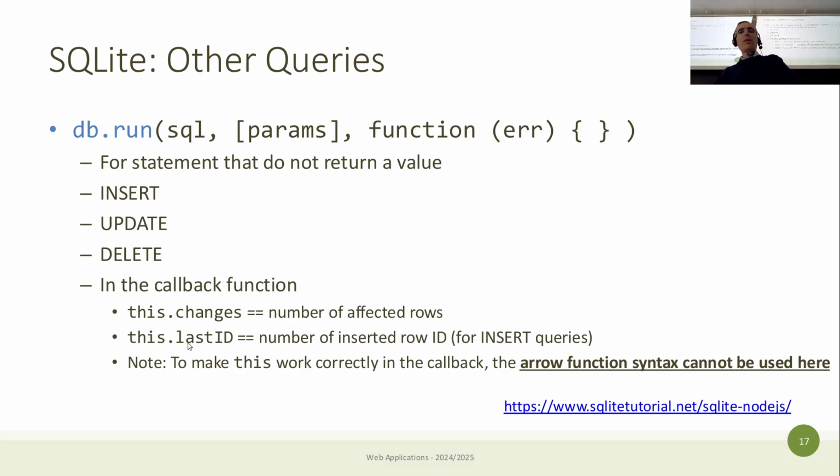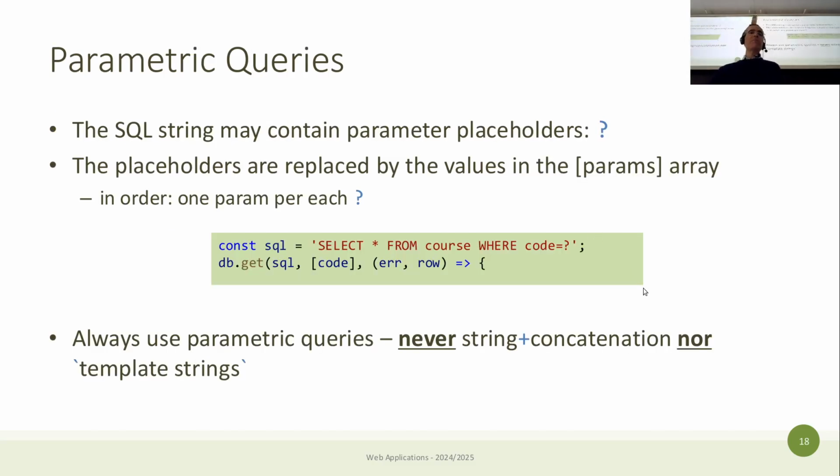Note that to make the this object work correctly in the callback, the arrow function syntax cannot be used here, because it has a different behavior. With the arrow, it takes the this from the surrounding scope. So it means that the this will be where I call db.run, which is not what I want. I want this to be set by the code that calls the function, and so I need to use the function keyword to define the function.